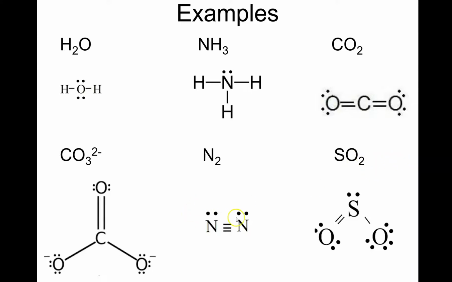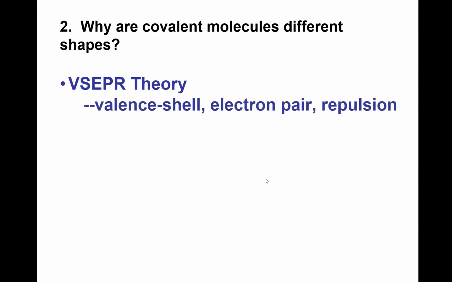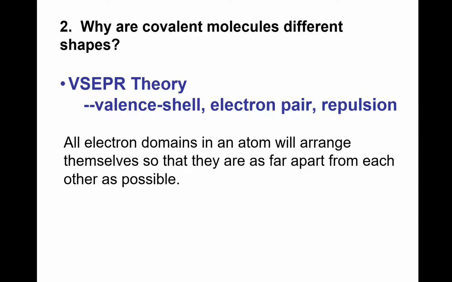All right, so how are we going to use this? We're going to use these Lewis structures to determine the shapes of molecules. So we're going to use something called VSEPR, or VSEPR theory, and basically it's an acronym that stands for valence shell electron pair repulsion. So this means that all the electron domains in an atom are going to arrange themselves so they're as far apart from each other as possible.